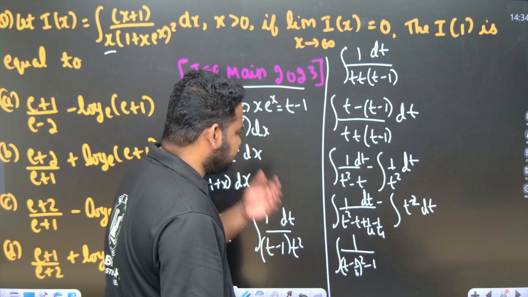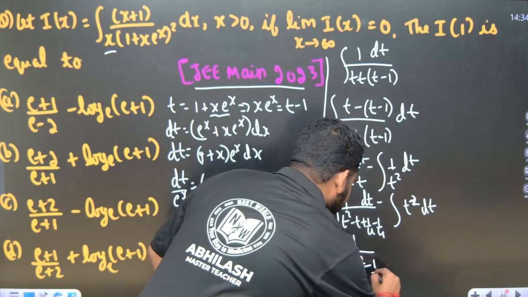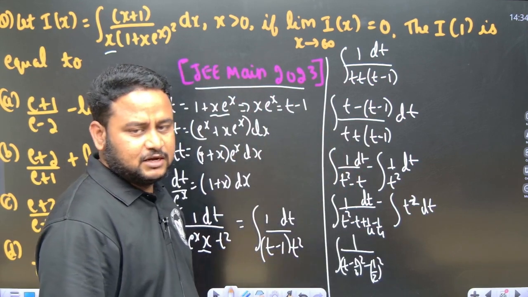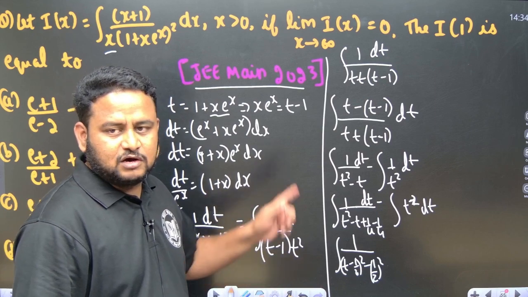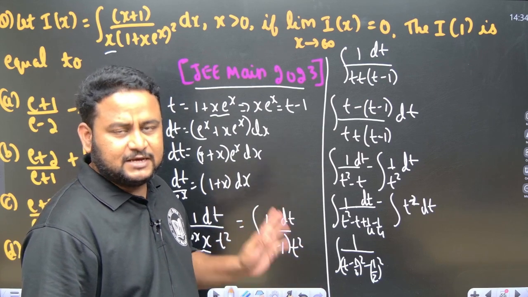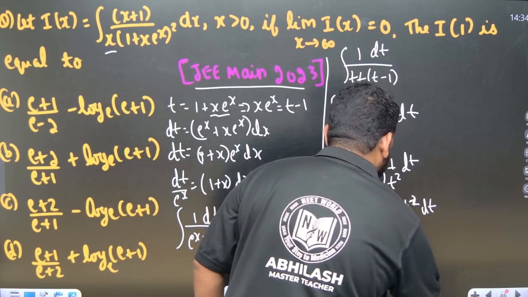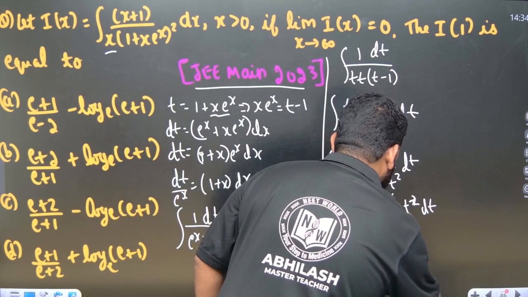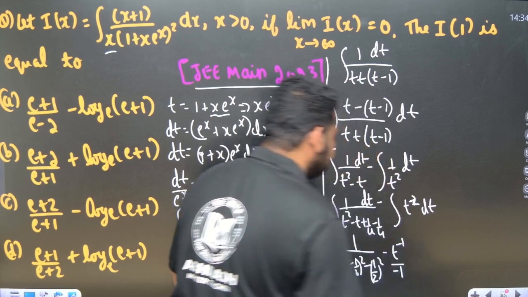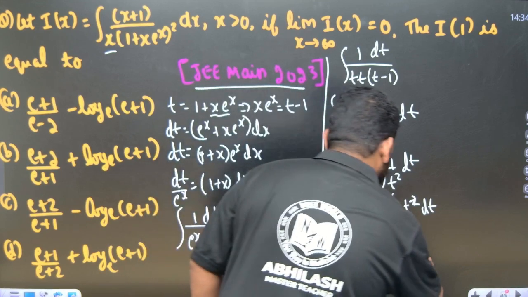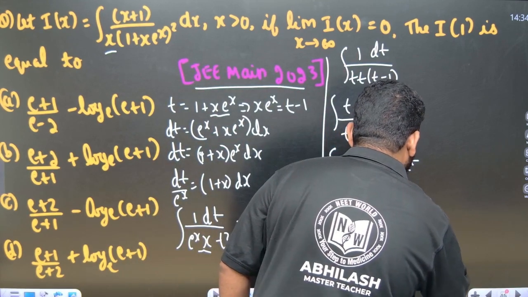So, this will become minus (1 by 2) whole square. This is nothing but the 1 by (x square minus a square) formula, which is 1 by 2a times log of (x minus a) by (x plus a), plus c. The other term, 1 by t square, will be equal to t to the power of minus 2 integrated, which becomes t to the power of minus 1 divided by minus 1, because minus 2 plus 1 is minus 1, plus c.